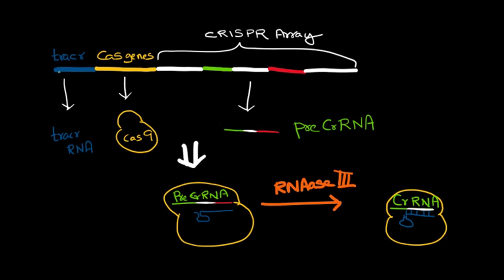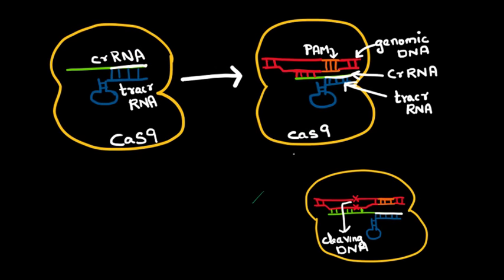So again, this is the CRISPR locus, this is the tracer, these are the Cas genes. Tracer RNA, Cas protein, pre-CRISPR RNA, processed to CRISPR RNA. Just a revision. Now here we can see the Cas9 protein, to which we have attached the tracer RNA with the spacer. This is a spacer RNA along with the repeat, which is called the CRISPR RNA together.